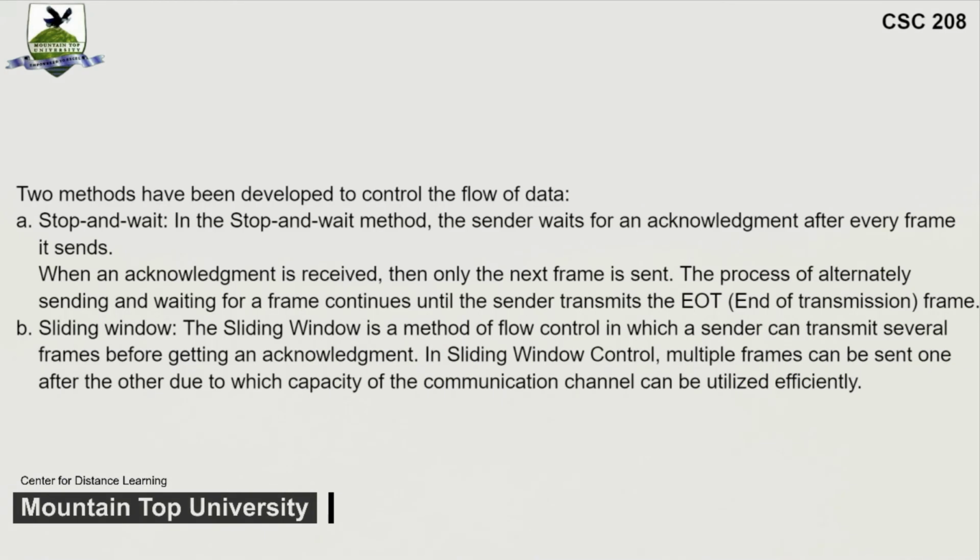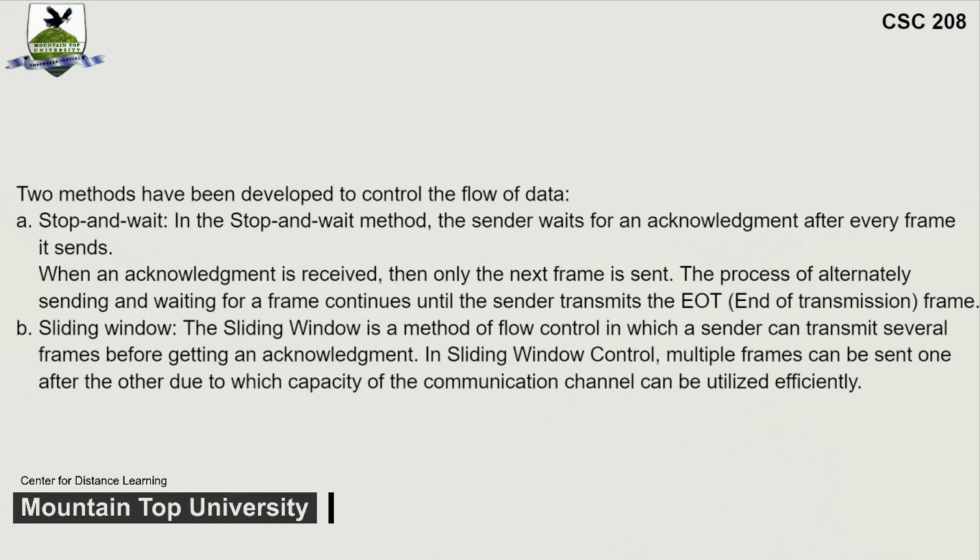A. Stop and wait. In the stop and wait method, the sender waits for an acknowledgement after every frame it sends. When an acknowledgement is received, then only the next frame is sent. The process of alternately sending and waiting for a frame continues until the sender transmits the end of transmission frame. B. Sliding window. The sliding window is a method of flow control in which a sender can transmit several frames before getting an acknowledgement. In sliding window control, multiple frames can be sent one after the other, due to which the capacity of the communication channel can be utilized efficiently.